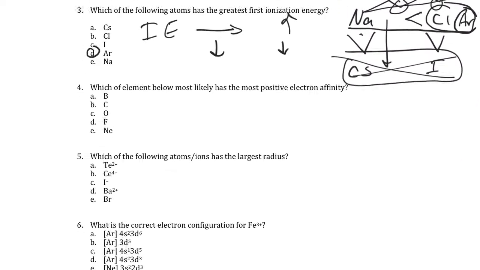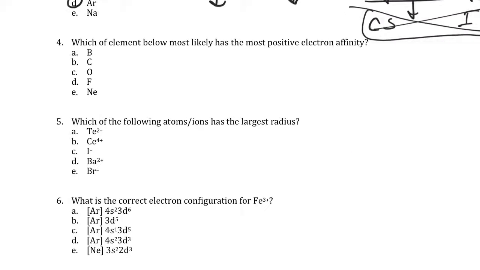Okay, number 4, which element most likely has the most positive electron affinity? These questions are usually getting at the noble gases, or the group that has the most positive as an entire category.